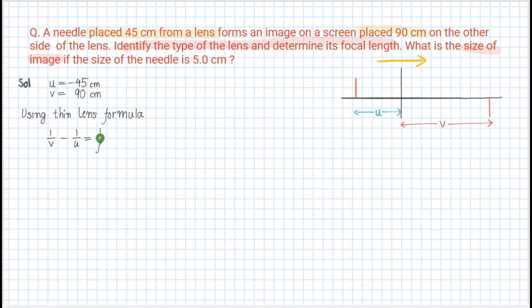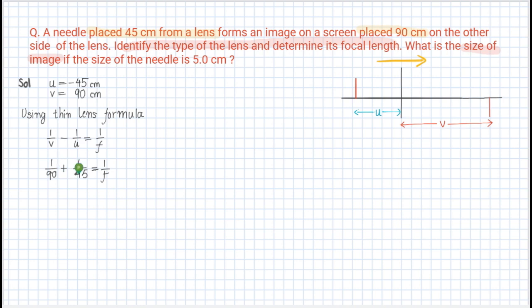Now, your image distance is given as 1 by 90 centimeter. Your object distance is given as minus 45 centimeter. So I'll write 1 by F here. See, this negative sign and this negative sign get cancelled. If I cancel them, they will become plus. So let me erase this negative sign. Here you will have plus 45 centimeter.